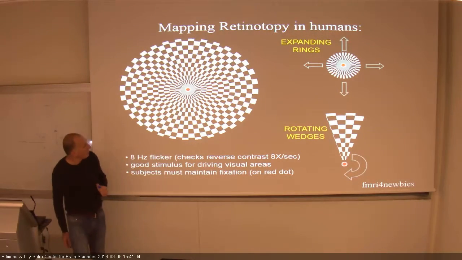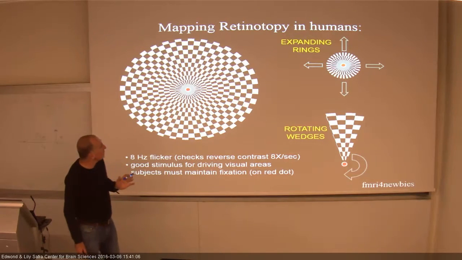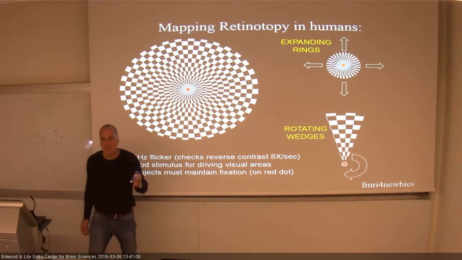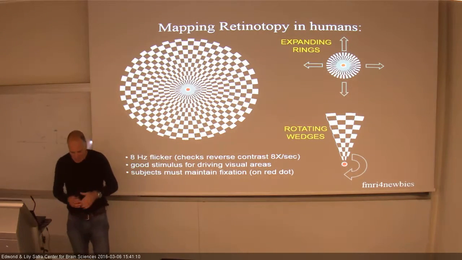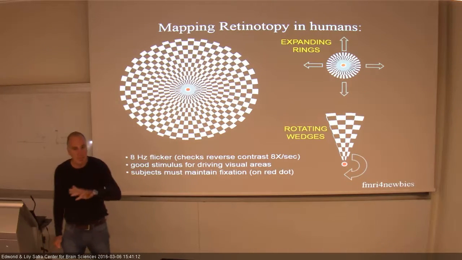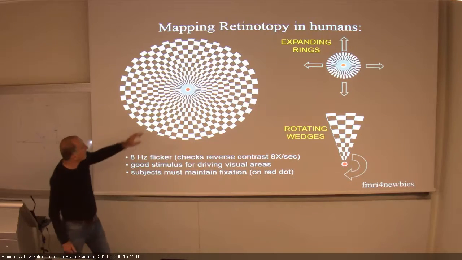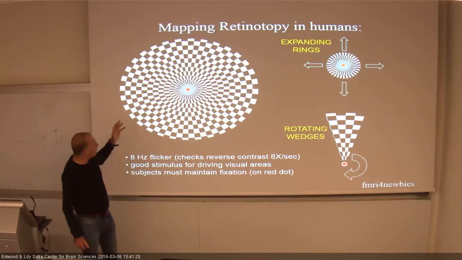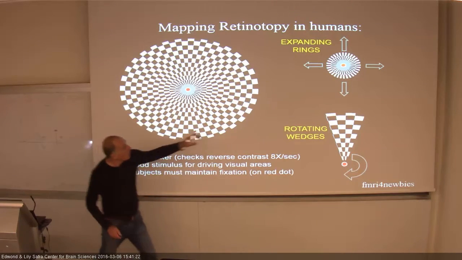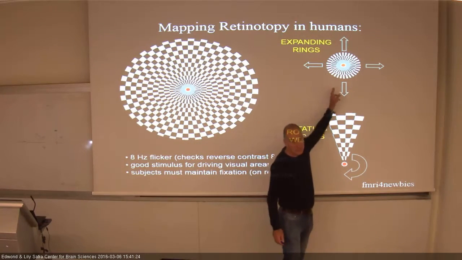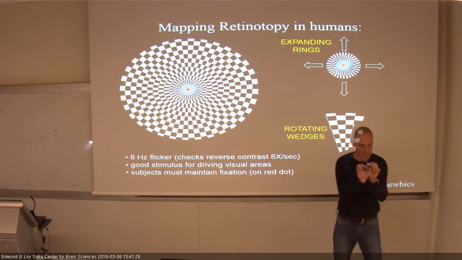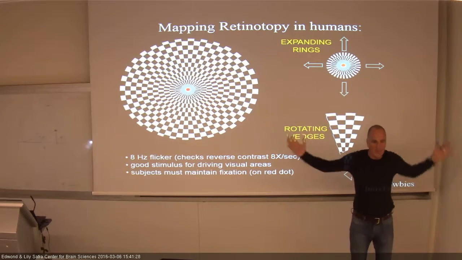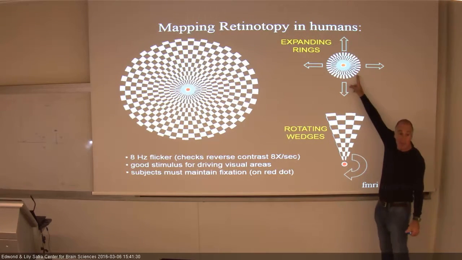So the idea is the following. I was talking about a representation in 2 axes, remember, eccentricity and polar angle, right? So we can take an image and, as you'll see in a minute, use an image which is what we call expanding rings. We'll see this in a minute. So you have a ring starting from the fovea and expanding further and further out. And that would map what? If we use that kind of stimulus.